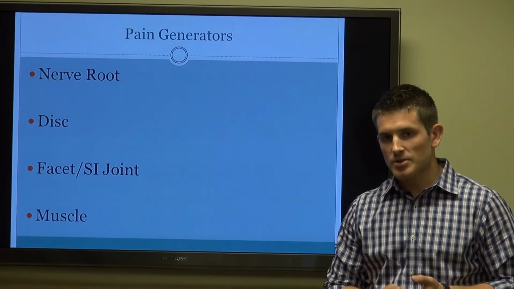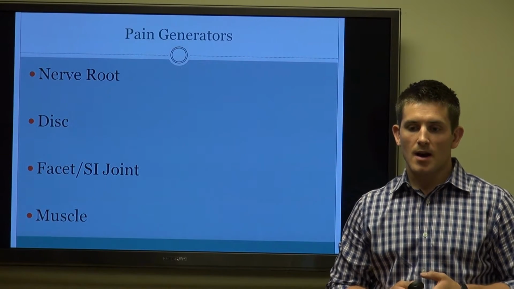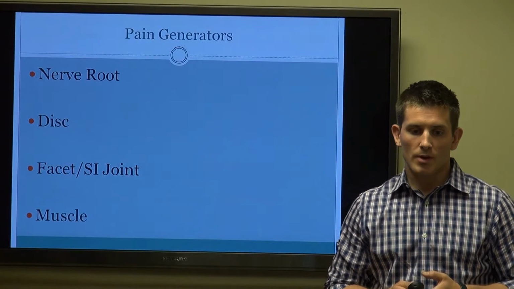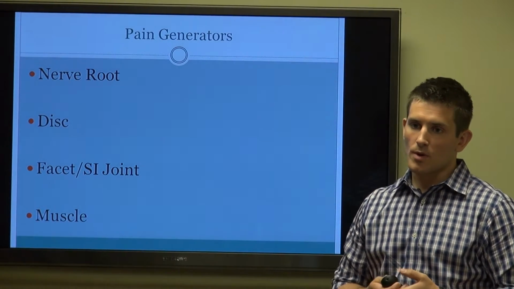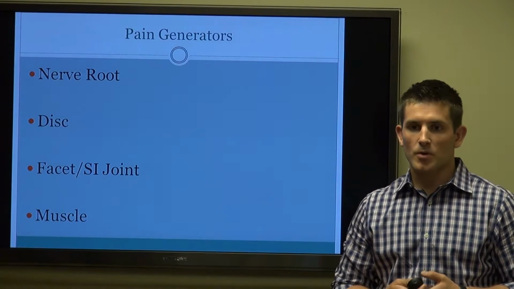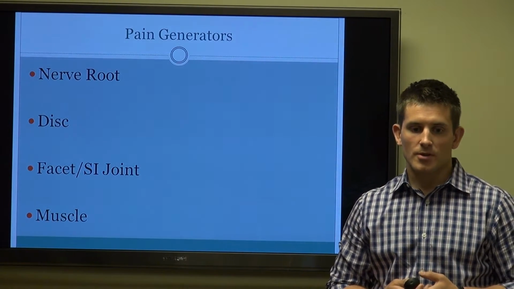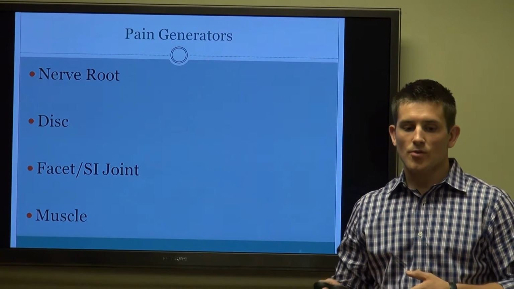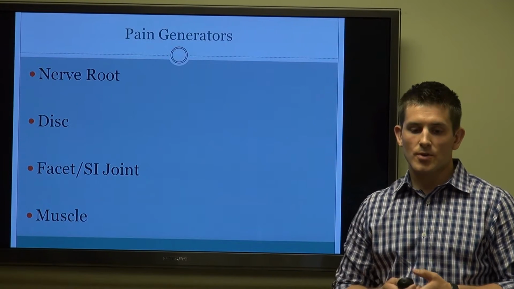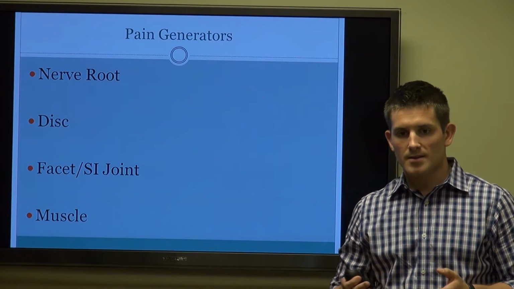So pain generators in the spine. Generally, we put everything into four categories to try to kind of centralize the patient's care. So we're looking at the nerve root, and this would be typical with your acute radiculopathy patients. Of course, the disc, which can be multifactorial in terms of an acute presentation or chronic presentation. We look at the facet joints as well as the SI joints, and of course the muscles, usually last and sometimes the least.